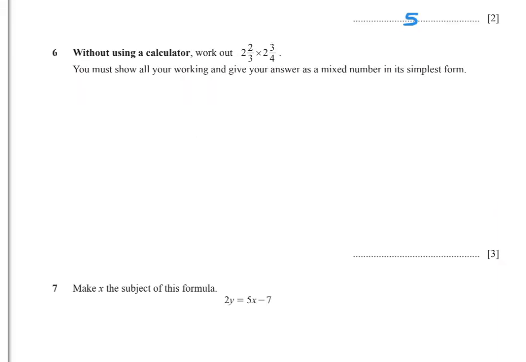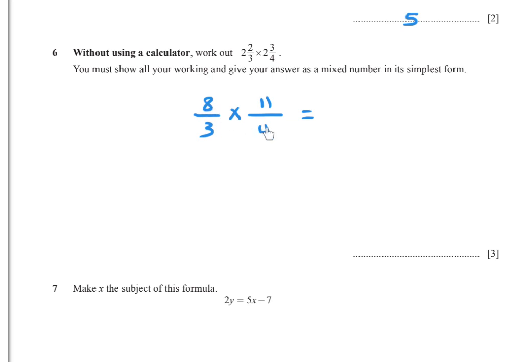Number 6, without using a calculator, work out 2 and 2 over 3 times 2 and 3 over 4. So convert to improper fractions. 2 times 3, 6, plus 2, 8, so 8 over 3. Same for the other: 2 times 4, 8, plus 3, 11, so 11 over 4. Now simplify before you multiply.